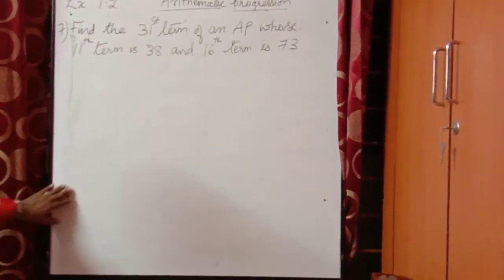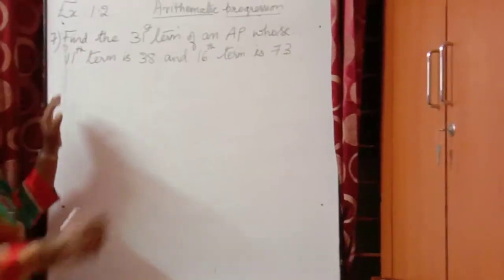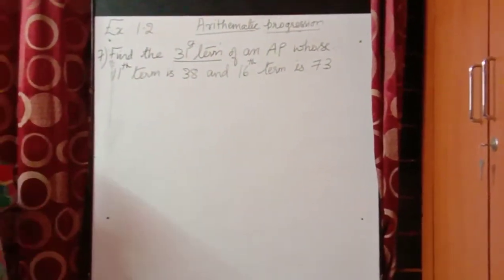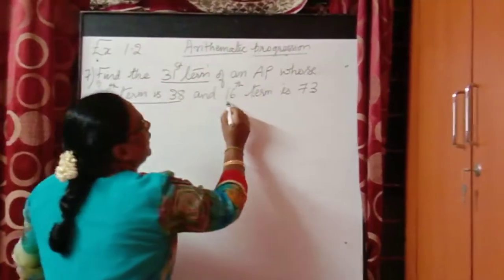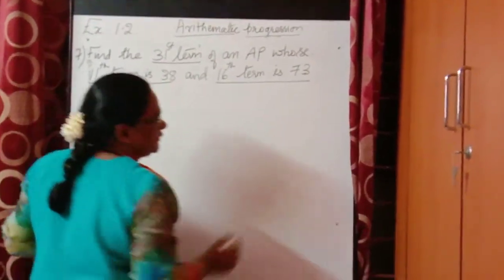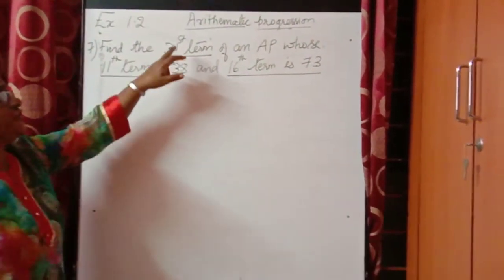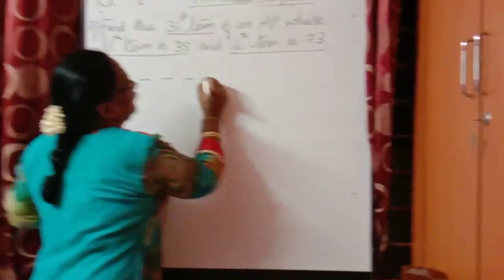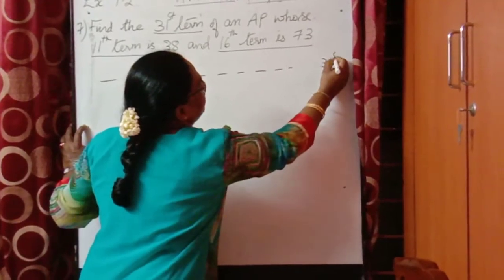Okay. Next. Coming to the next problem. Find the 31st term of an AP whose 11th term is 38 and 16th term is 73. So you have to find the 31st term of a sequence. We don't know the sequence actually. Okay. So you have to find the 31st term.